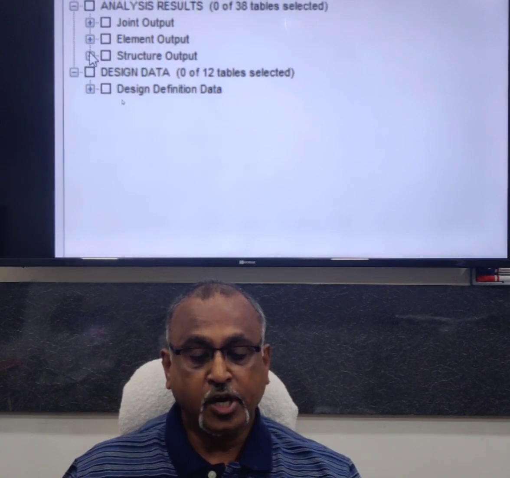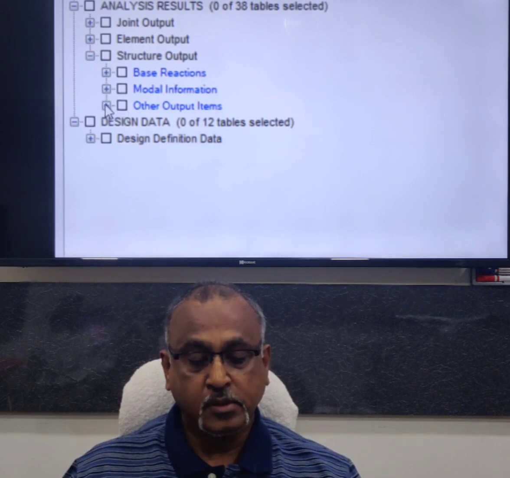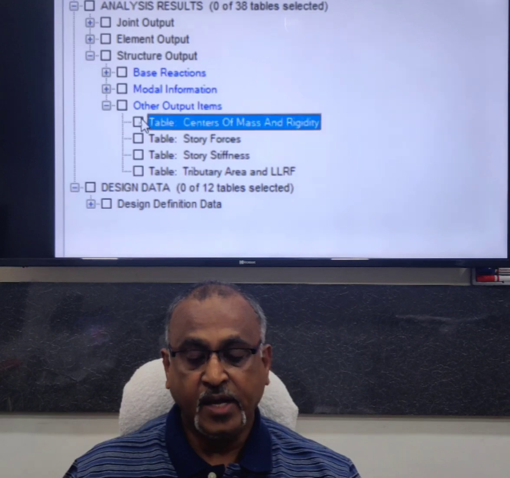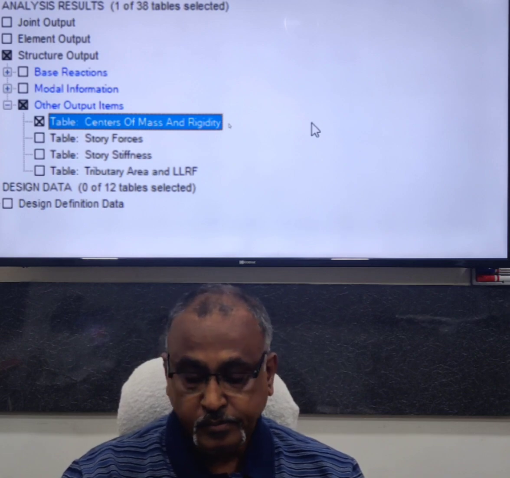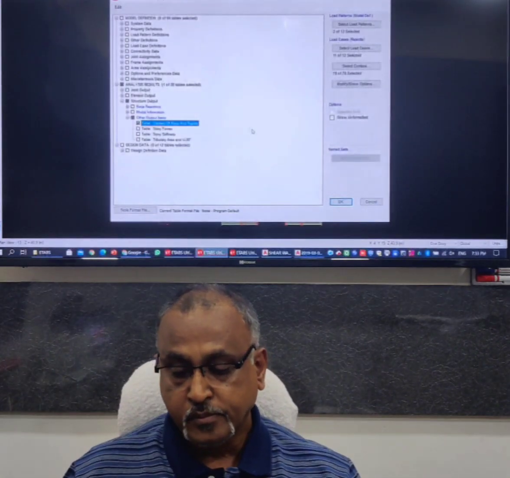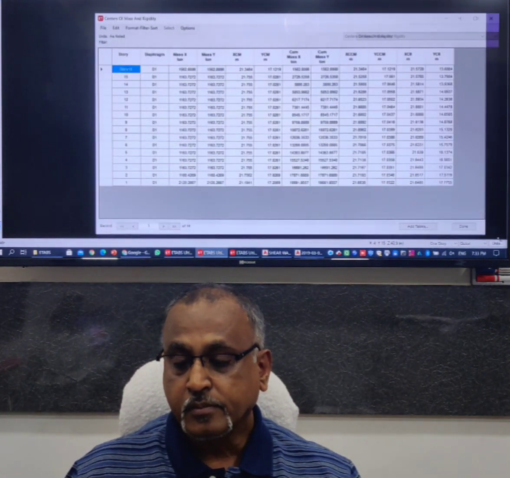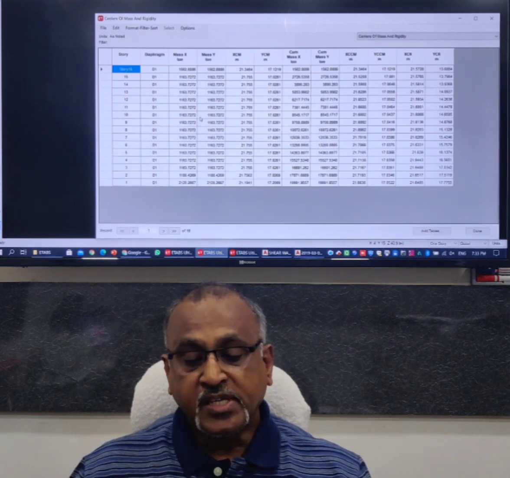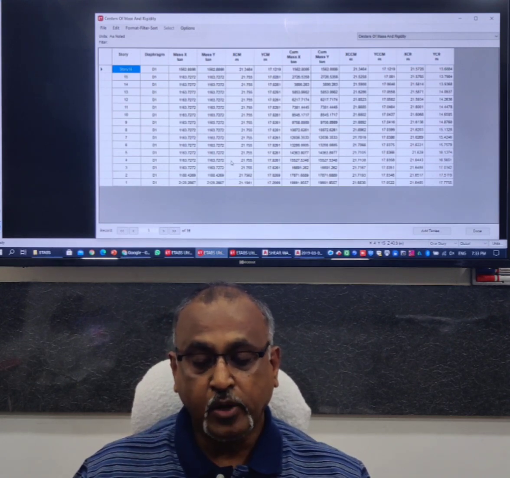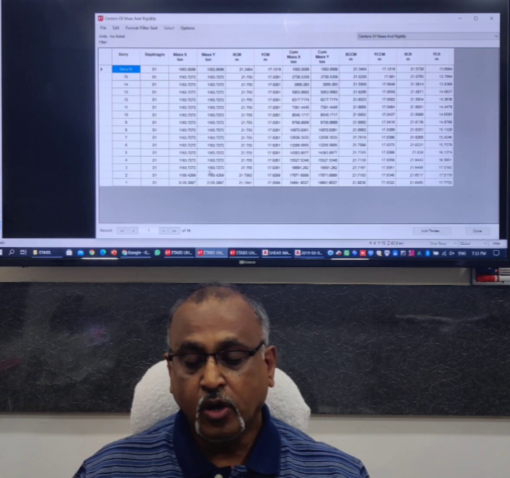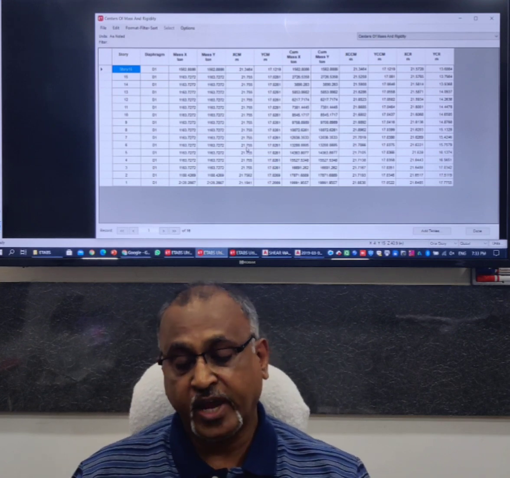So you can see here the structure output. In that structure output, you can see other output items in which you can see center of mass and rigidity. So this table we will open up. Now see, these are the center of mass and these are the center of rigidity. I'll go to some typical floor, say third floor or fourth floor. Let me go to around the sixth floor to have a quick glance, a quick idea about this.